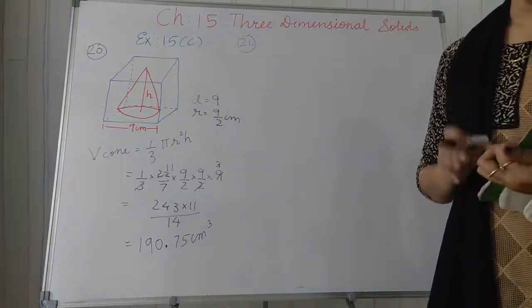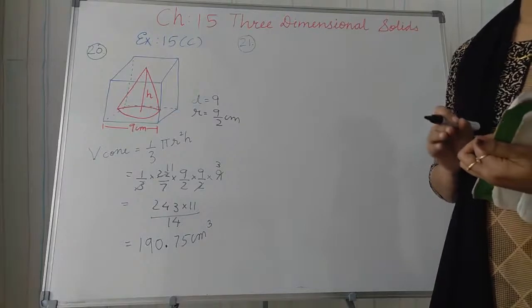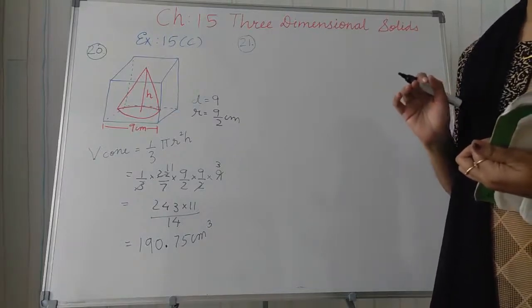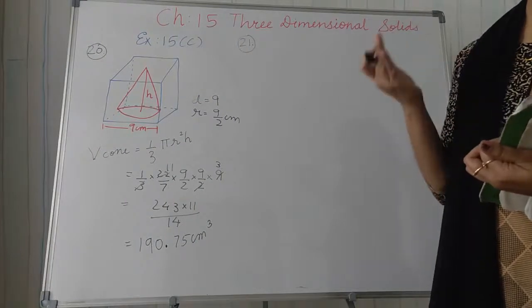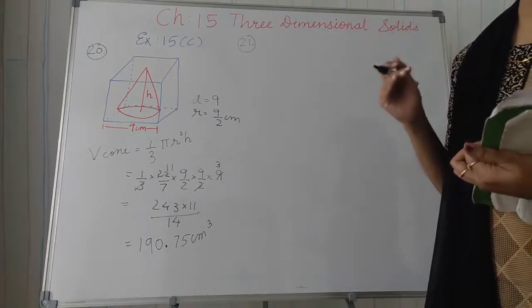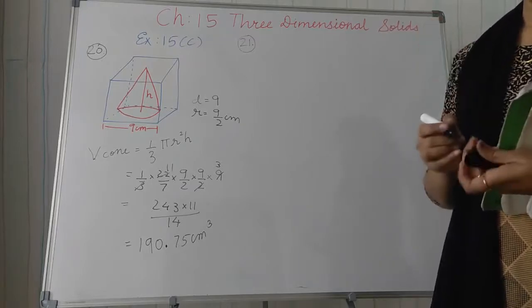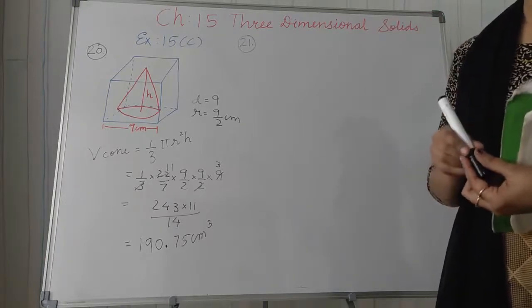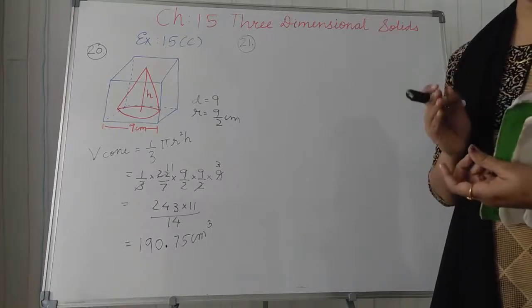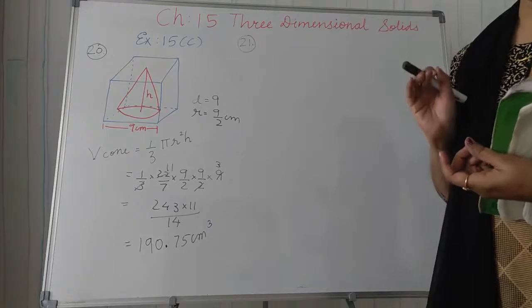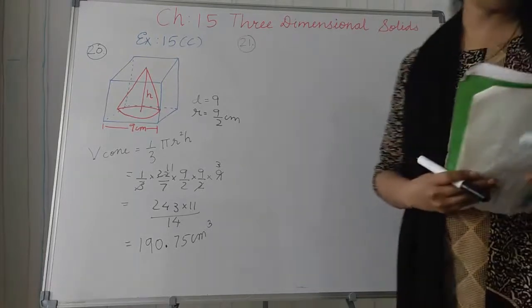Question number 21. A tent is of the shape of a right circular cylinder up to a height of 3 meters and then becomes a right circular cone with a maximum height of 13.5 meters above the ground. Calculate the cost of painting the inner side of the tent at the rate of rupees 2 per square meter if the radius of the base is 14 meter.